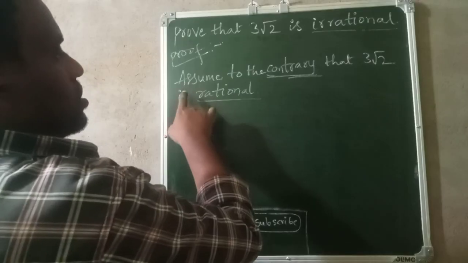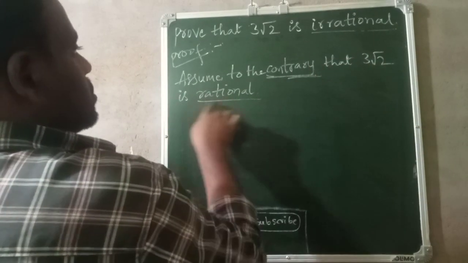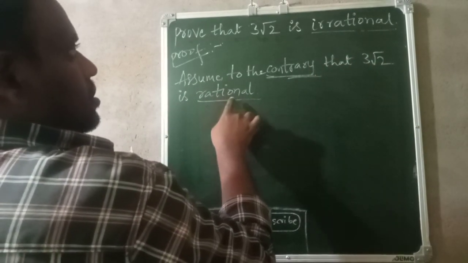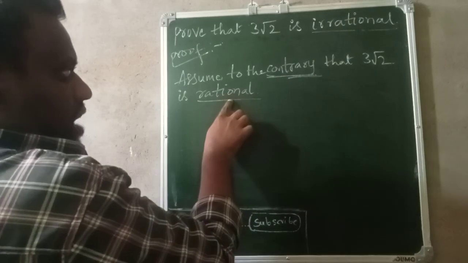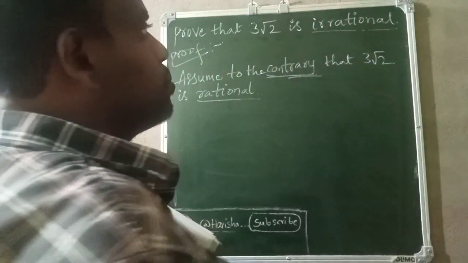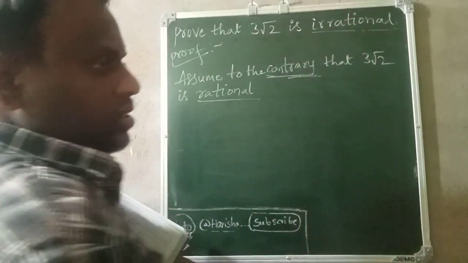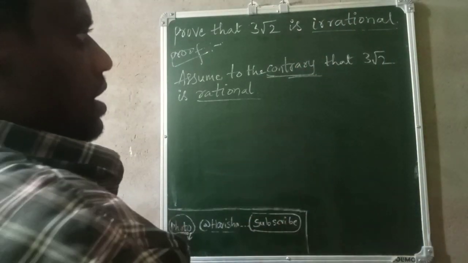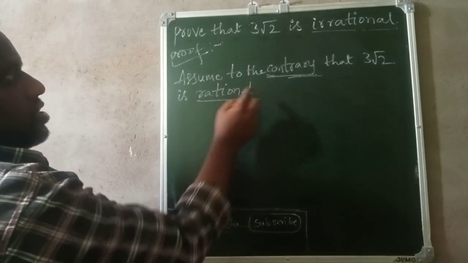So in the first step, instead of assuming 3 root 2 is irrational, we will assume it is rational. From here we will proceed and finally prove it is irrational. I will explain how to proceed from this step.